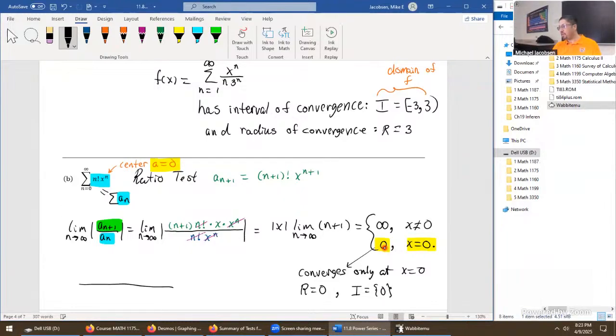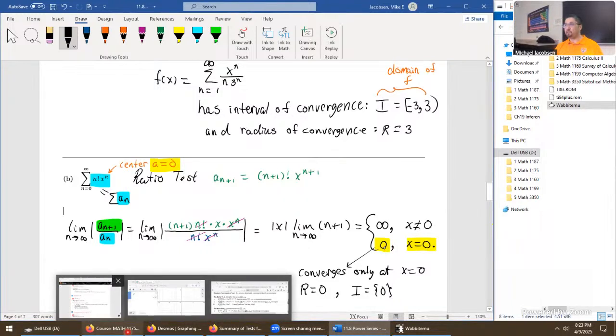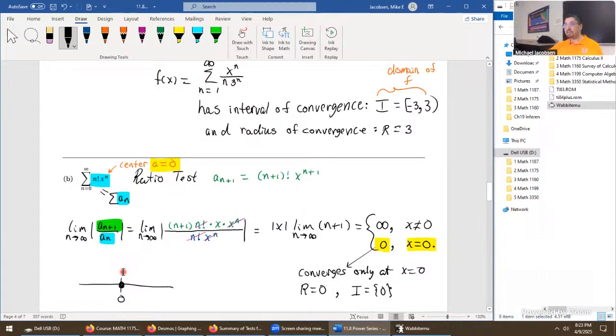So if we put it on a number line, here's what it looks like. We converge there at 0. That's why the radius of convergence is 0. You can't budge any distance left or right, or infinity takes over on this limit and it just diverges immediately.